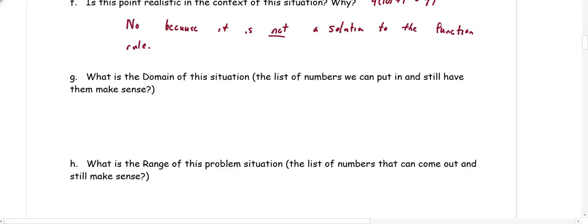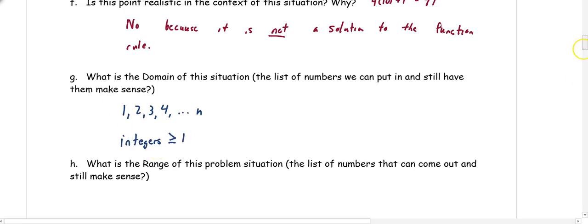So what is the domain of the situation? Think about what numbers make sense for our stories. For our stories, we started with one story and then we kept increasing one at a time all the way to n. So another way to say that is integers that are greater than or equal to 1.